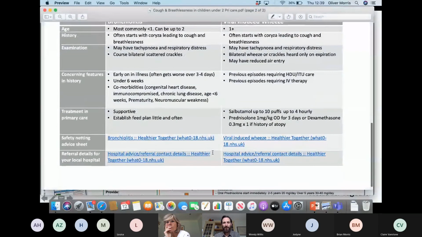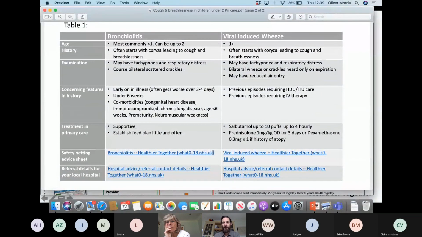And I think this second table I find quite helpful to remind me about features in the history that are going to help me A, be concerned, and B, work out whether it's more likely to be bronchiolitis or viral-induced wheeze. We do think this year that there are going to be more episodes of bronchiolitis in children above the age of 1, so in that 1 to 2 year age group, and that's because they haven't had the opportunity to pick it up before now. Usually we'd say bronchiolitis is mainly under the age of 1, although it can always be up to 2 in the past as well, but there's going to be more of that slightly older age group.